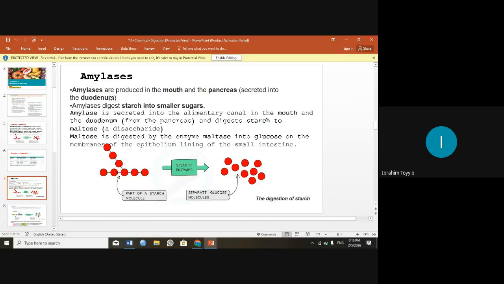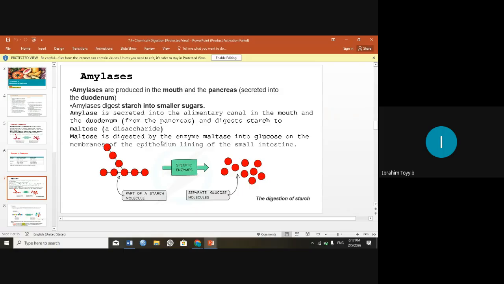Amylase is produced in the mouth and in the pancreas, and secreted into the duodenum. Amylase digests starch into smaller sugars. So starch to maltose, and maltose is a disaccharide. Starch is a polysaccharide, maltose is a disaccharide.